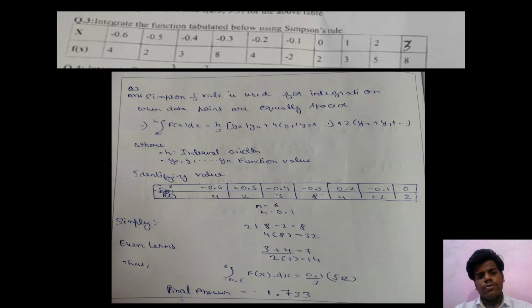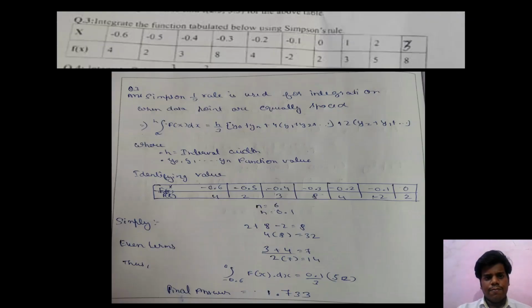We have the formula of Simpson's integration: the integral of f(x) dx from a to b is equal to h upon 3 times bracket y0 plus yn plus 4 times (y1, y3, and so on) plus 2 times (y2 and so on). Here h is the interval width, and y0, y1, yn are the function values. Identifying the values of f(x): minus 0.6, minus 0.5. Now we have n equals 6 and h equals 0.5.